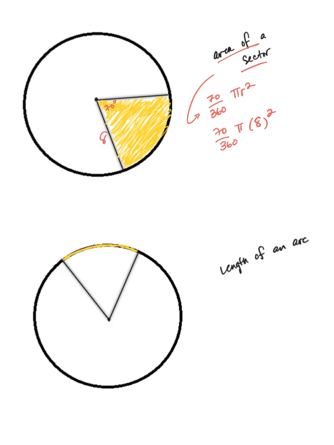So the length of an arc, let's say I want the length of this arc here, which is a piece of a circumference. I would take my circumference, which is pi d, and I would do the same thing. So let's say this measures 50 degrees. I would do 50 over 360. And then I would need my diameter. So if my radius is 8, what would my diameter equal? That's correct.